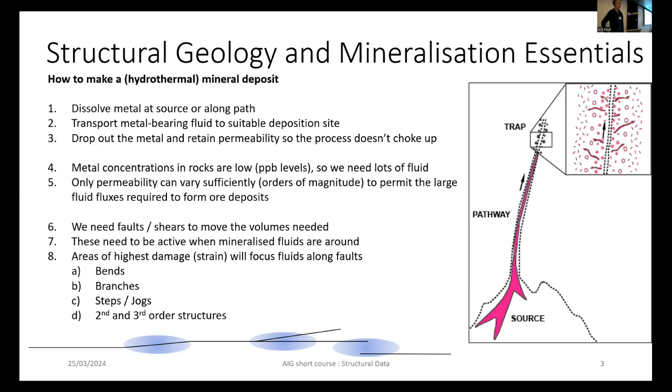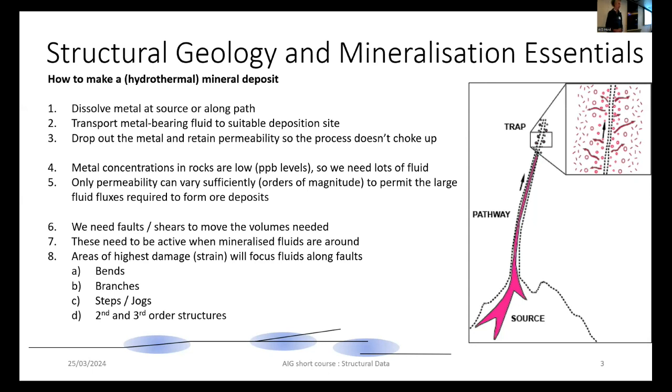So the main problem there is that metal concentrations in rocks, as well as in crustal fluids, are incredibly low. You're talking about ppb to even lower sometimes. So for you to be able to transport metal into a trap site, your eventual deposit, and get economic values out of that, you'll need to transport a hell of a lot of fluids, a hell of a lot of metal in those fluids, right?